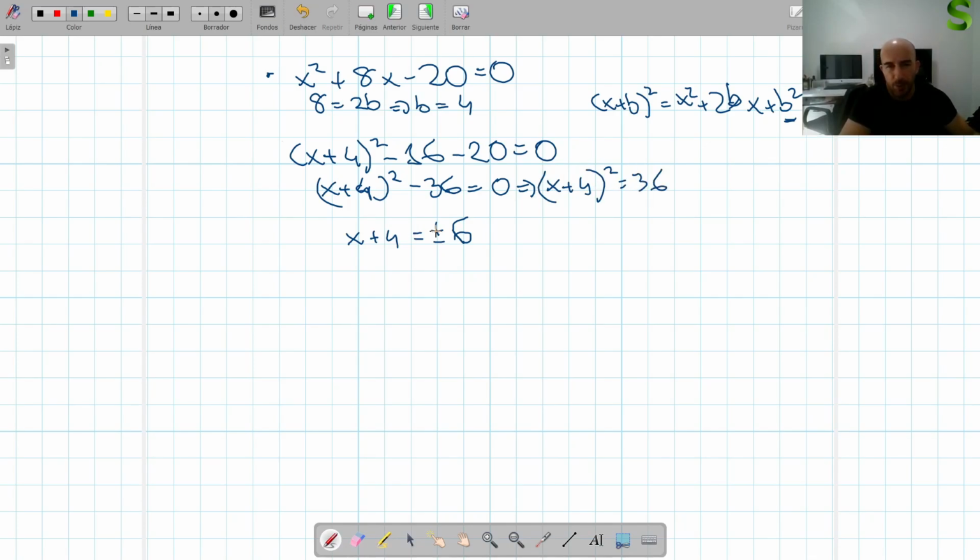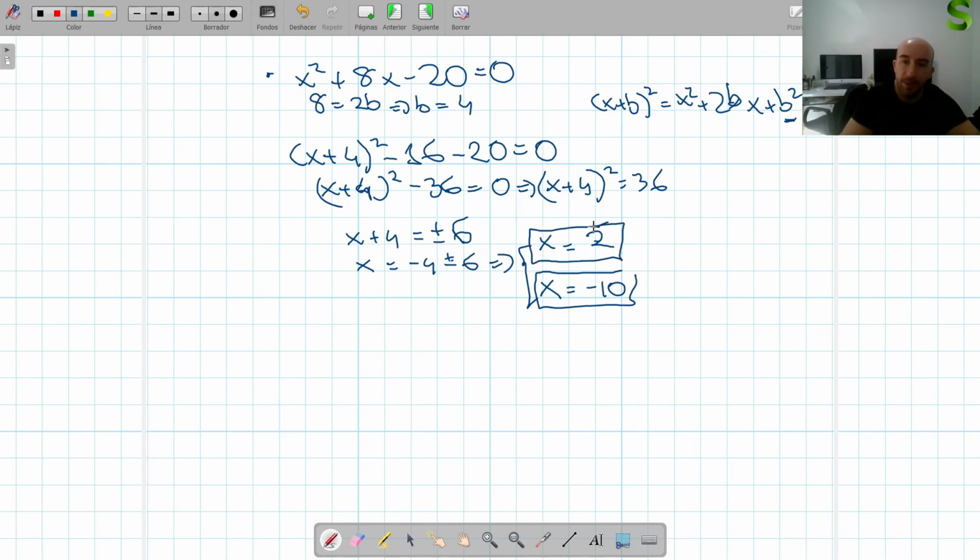And then I've done the square root, which gives me plus minus 6. So x equals minus 4 plus minus 6, which gives us two answers. x equals minus 4 plus 6, which is 2, and x equals minus 4 minus 6, which is minus 10. Okay? So this is the solution to the quadratic expression.